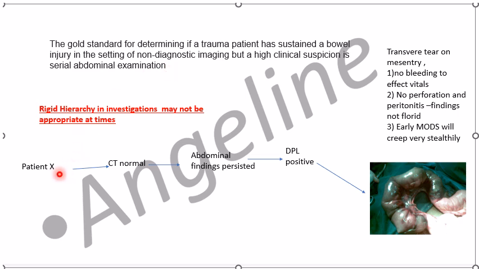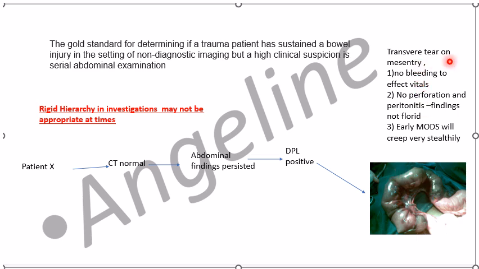Now, look at this patient, patient X. CT was normal, but vague abdominal findings persisted. It is not clear-cut peritonitis. It will be just one small tenderness here and there, and the patient will go hoo and ha. That's all. CT was normal, but because findings persisted, we did a DPL, which came out to be positive, and we operated. You can see a transverse mesentery cut, and naturally this bowel had become gangrenous.